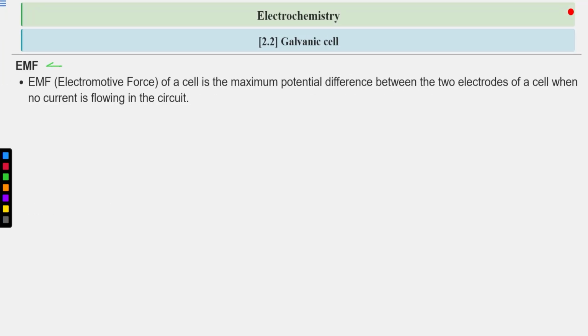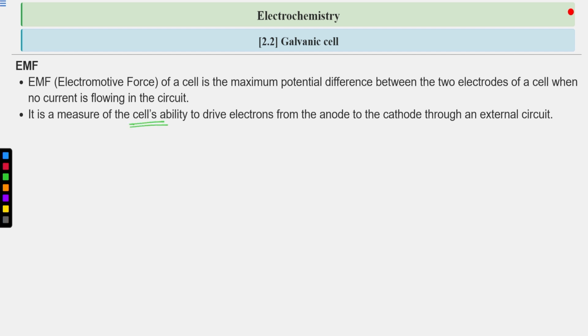Now let's talk about EMF. EMF, the electromotive force of a cell, is the maximum potential difference between the two electrodes of a cell when no current is flowing in the circuit. So it is a measure of the cell's ability to drive the electrons from the anode to the cathode through an external circuit.